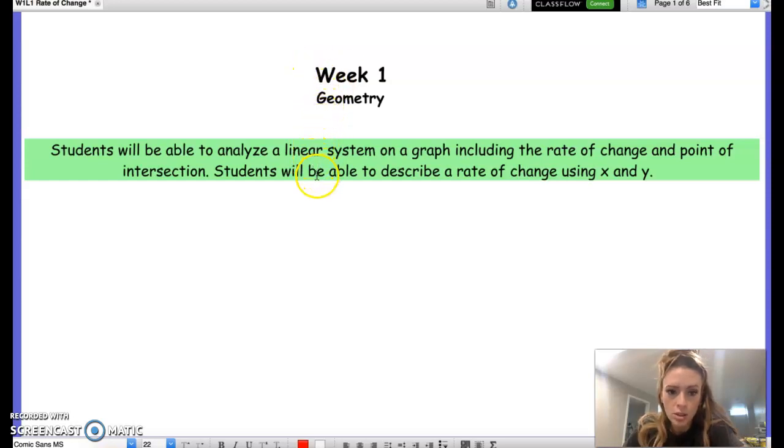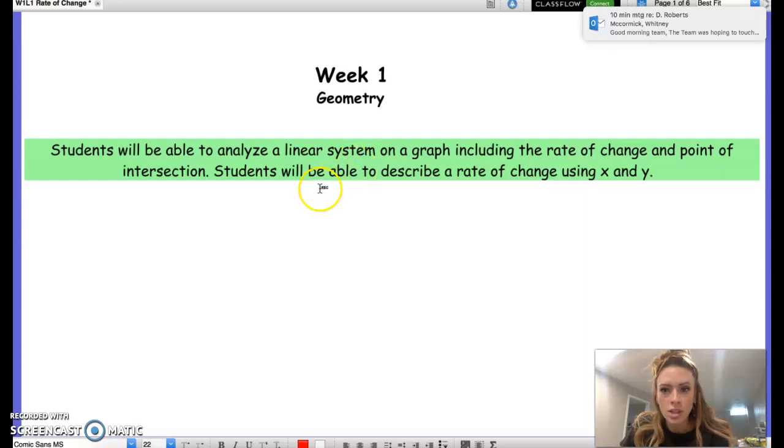During this lesson, you should be doing this during asynchronous time, so that means without your teacher, doing this independently. Students will be able to analyze a linear system on a graph, including the rate of change and point of intersection. Students will be able to describe a rate of change using X and Y.